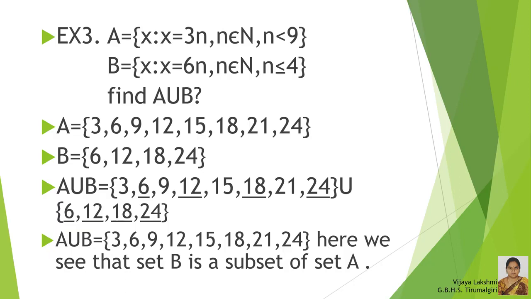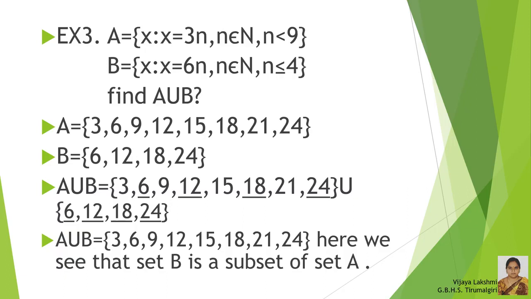Now we are going to take A union B. We write set A, put a symbol of union, and we write set B. Now let us underline the common elements in both. So 6, 12, 18 and 24 are the common elements. That means we should not write them twice. We are going to write them only once. So now A union B is equal to 3, 6, 9, 12, 15, 18, 21, 24.